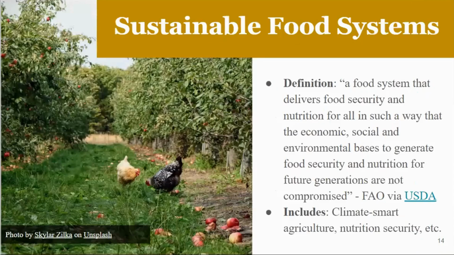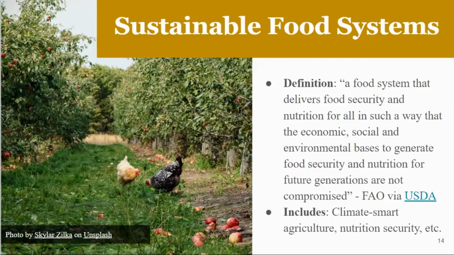Okay, so then what is a sustainable food system? Another definition given by the USDA, which is actually through the UN's Food and Agricultural Organization, or FAO, is a food system that delivers food security and nutrition for all in such a way that the economic, social, and environmental basis to generate food security and nutrition for future generations are not compromised. That sounds like a lot of jargon, but basically what it's saying is that in a system that's sustainable, you can make money from it. You can also make sure that people are being fed and taken care of, and that your environment is being taken care of as well. So you're thinking about it in 3 really broad sectors, or categories, if you want to think about it like that.